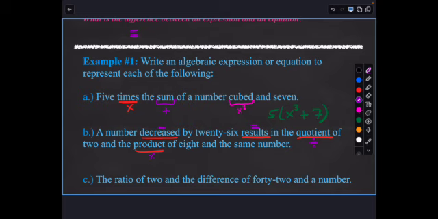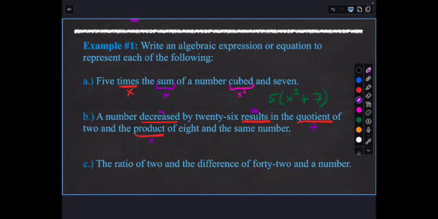So, we have a number is decreased by 26. I'm going to choose a different number. Let's say we use y. We use a variable. Okay? So we're going to choose a number, which we're going to call y. And we're going to decrease it by this other number. So y goes first, subtracted by 26. So y minus 26, a number decreased by 26. Results, or is equal to, right? So this is going to be our equal to sign.